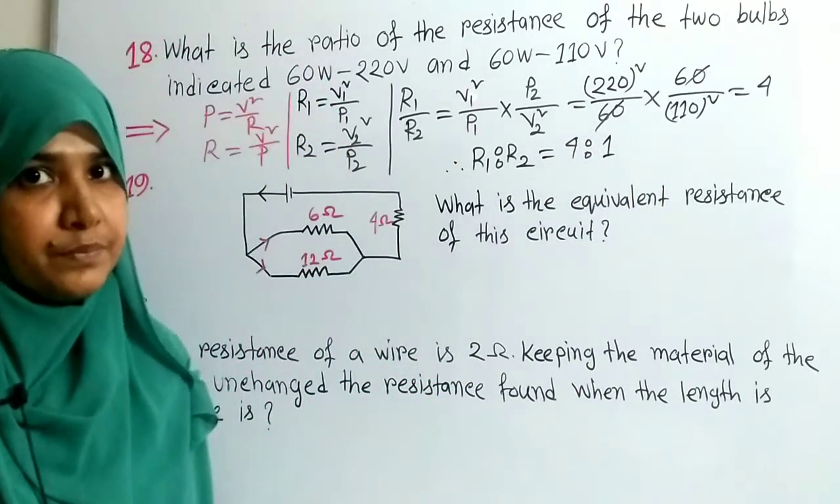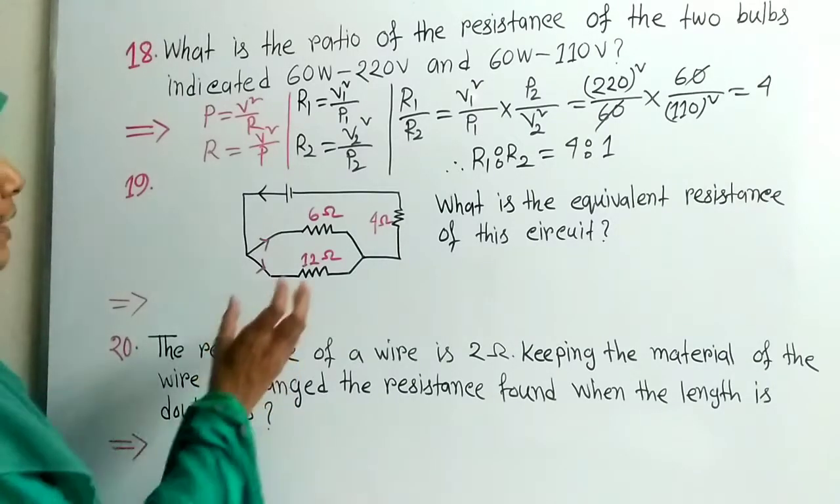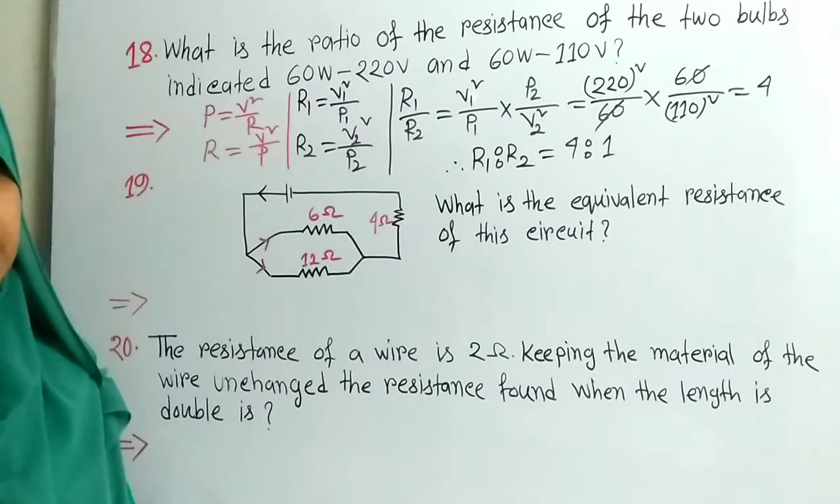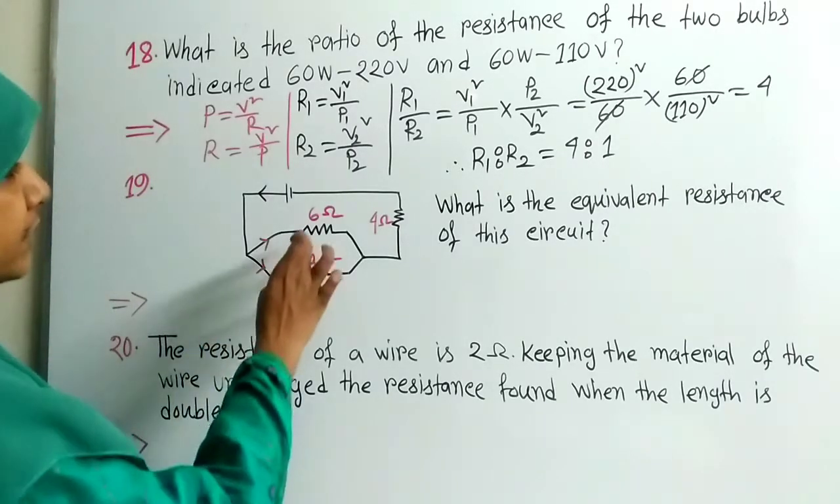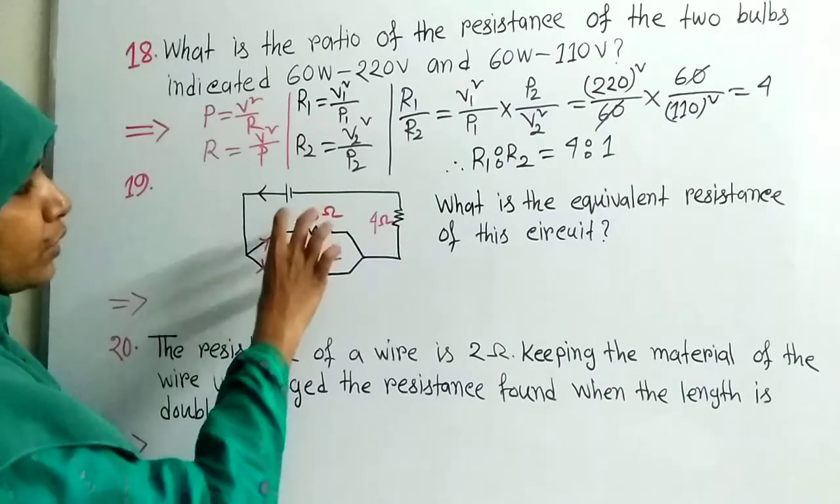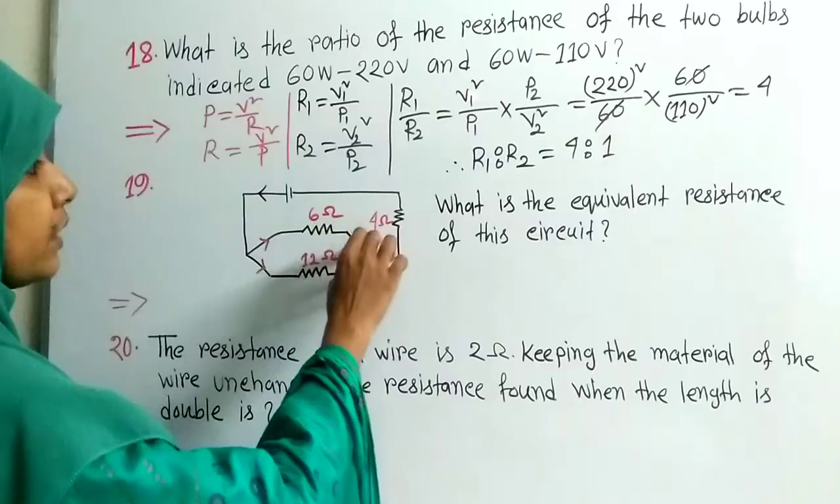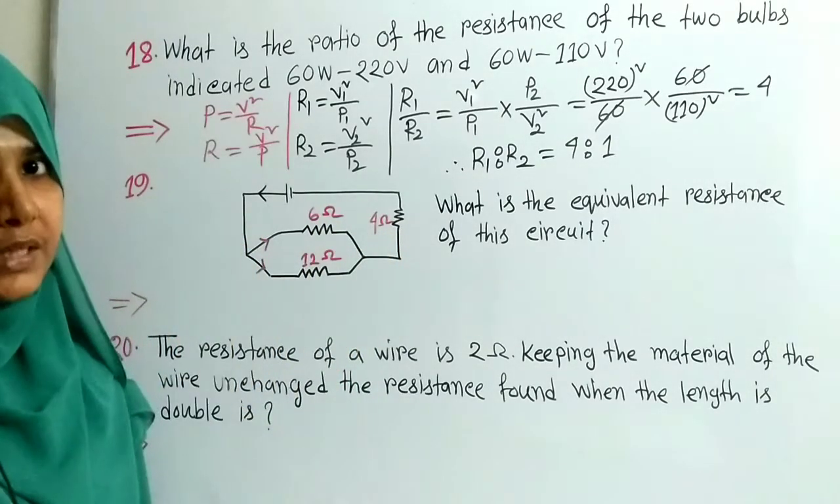Now our next question, question 19: there is a circuit and you have to calculate the equivalent resistance of this circuit. From this circuit you can see that 6 ohm and 12 ohm resistance are in parallel combination, and after that this 4 ohm resistance will be in series with this equivalent resistance.